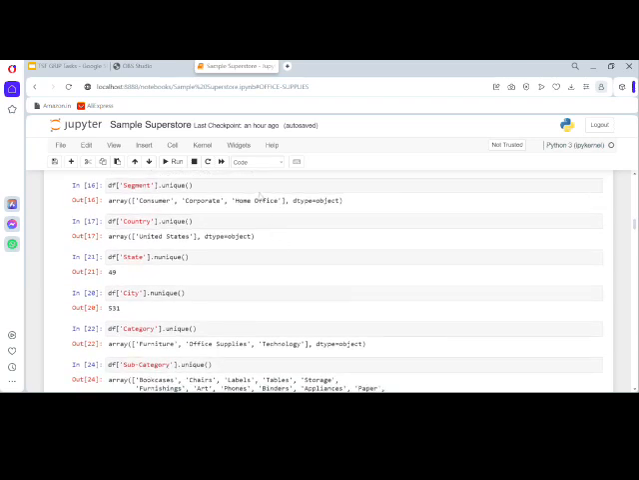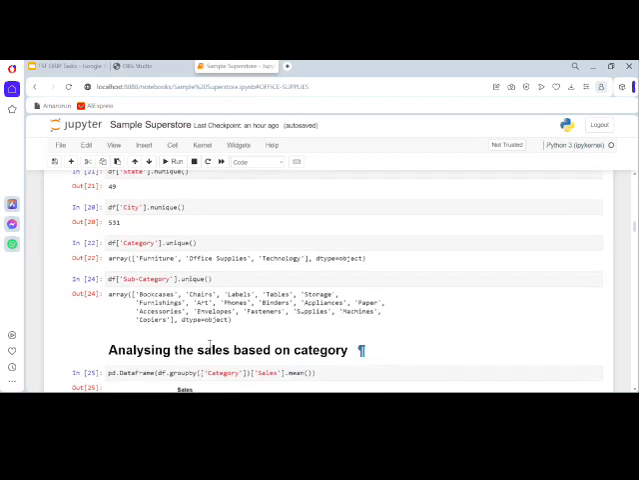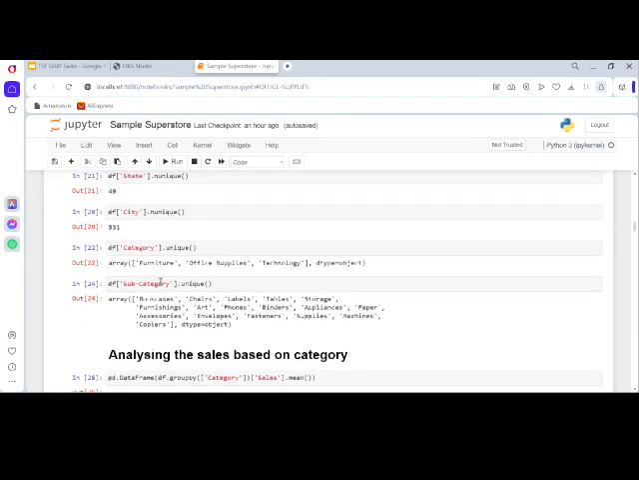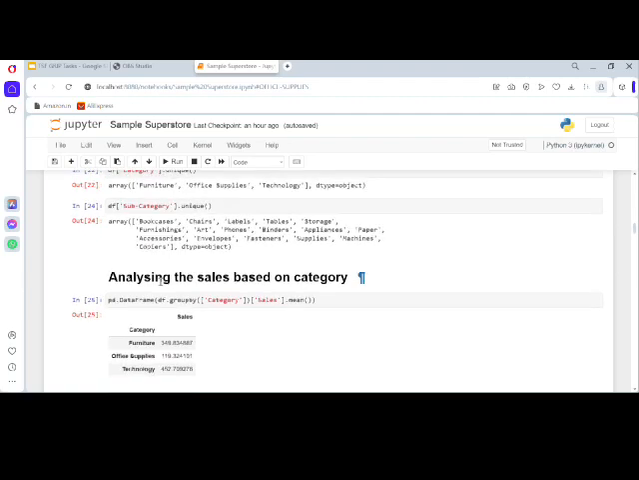Then we checked each and every column. For the segment, we have three types of values: consumer, corporate, and home office. Country, we only sell in the United States. State, we have 49 different states. City, 531. There are three different categories, that is furniture, office supplies, and technology. And even in those, we have different subcategories.